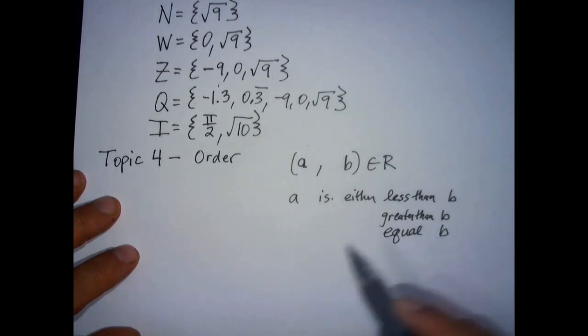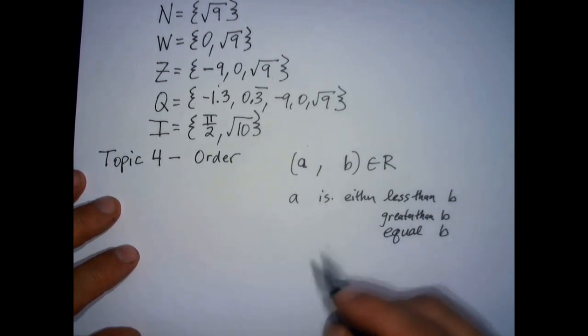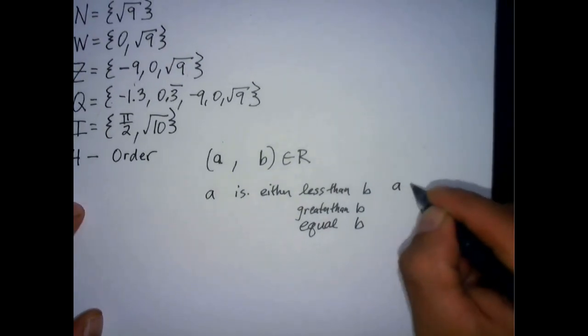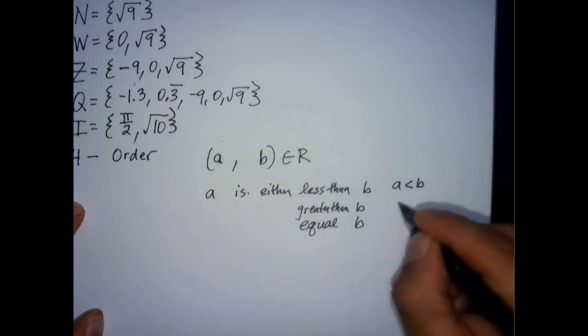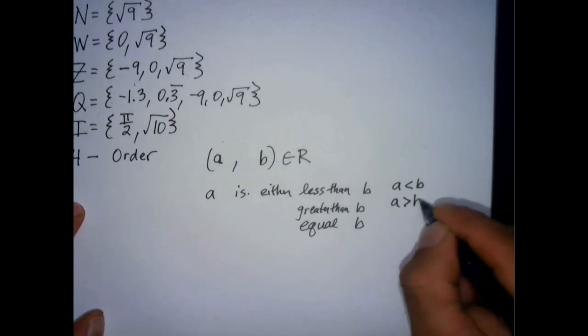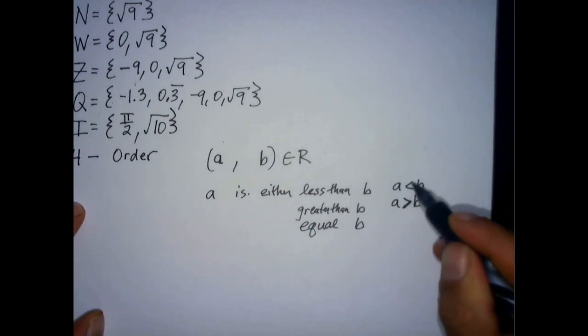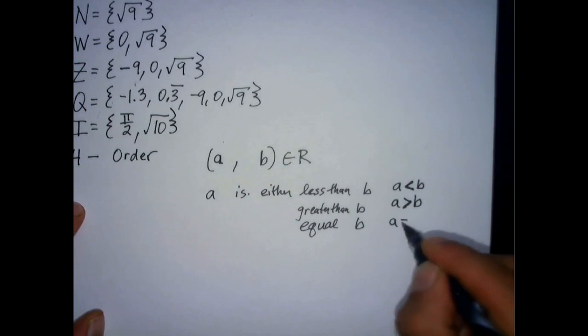Okay. And we use the term, I'm going to move this over here just a little bit. A is either less than B, A is greater than B. So notice that the mouth eats the bigger number. That's really kind of a kindergarten way to explain it, but it always works. Or A is equal to B.